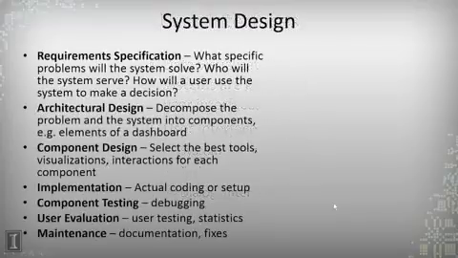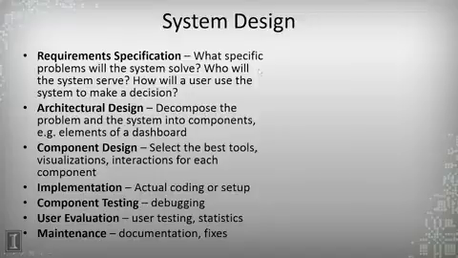So we'll follow some standard sequences of forming a system design. Designing a visualization system is similar to designing a software system or other systems in general. We start with a basic requirement specification, and that's basically going to try to figure out what specific problems the system is going to solve, who's the system going to serve, and how will that person be able to make a decision based on your visualization system.